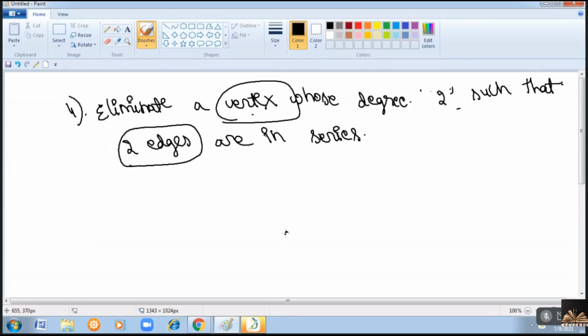You can suppose if you have a graph like this, A to B, and one more graph is... One second. One second, ma'am. I will give you one.